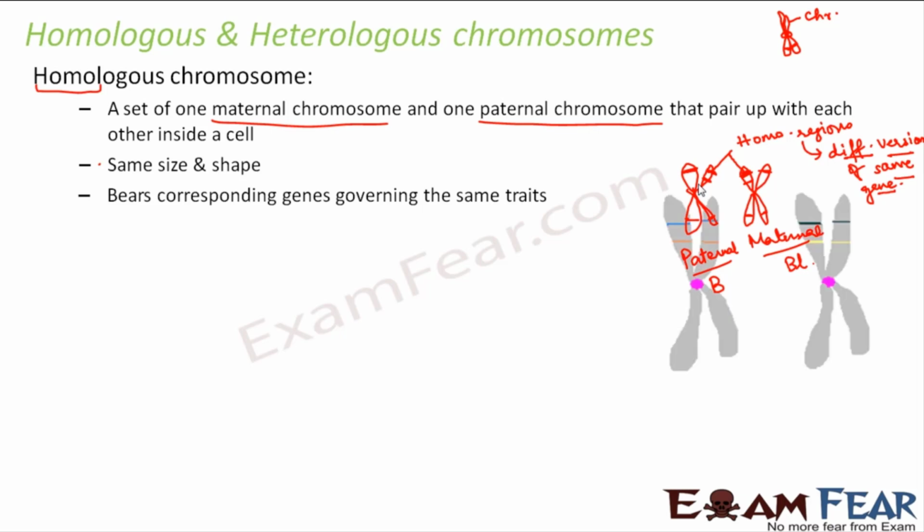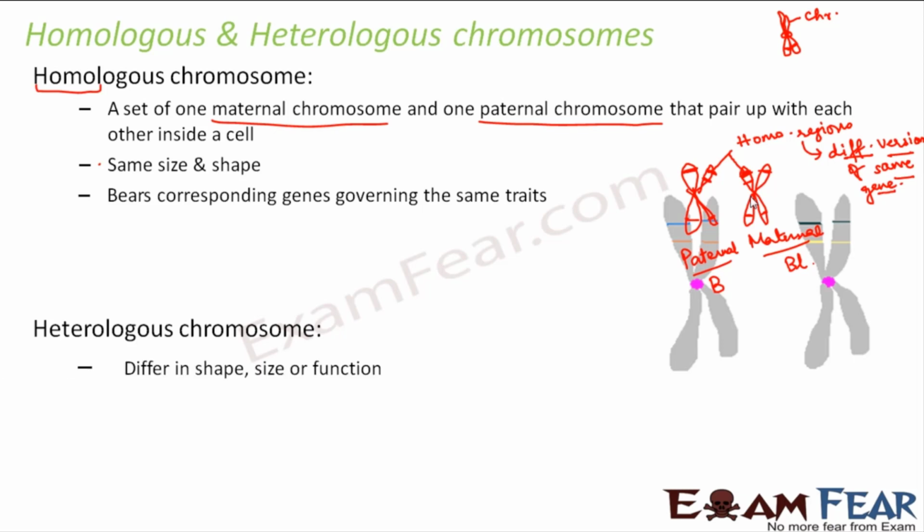Now here in this picture also you can see the homologous chromosomes. Here this represents the eye color: the blue color represents the father's eye color, and the black color represents the mother's eye color. So they are known as homologous chromosomes. Similarly, if I talk about heterologous chromosomes, that means different.